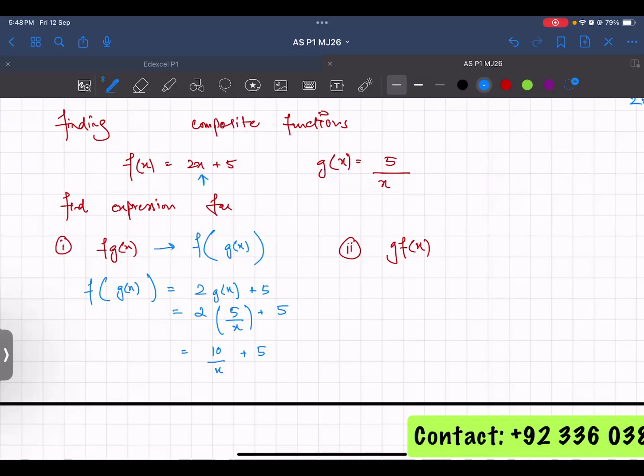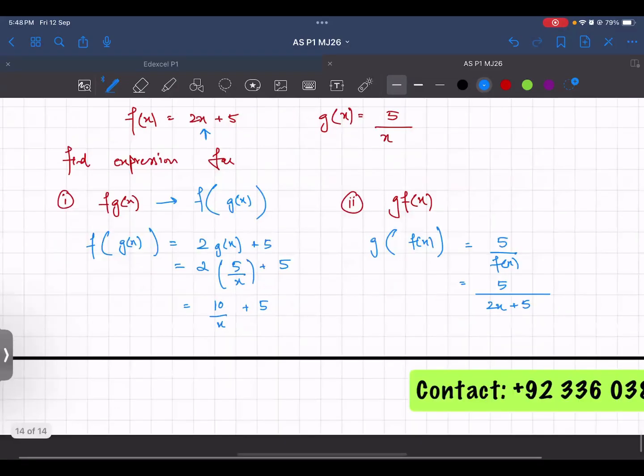Good. And now if they're asking you to find g(f(x)), so g is the outer function, and inside g the input, your x has become f(x). So 5 upon f(x). So this becomes 5 upon 2x plus 5. f(x) is 2x plus 5. ठीक है? फिर आगे वो फर्दर जो भी निकालने को कहे.